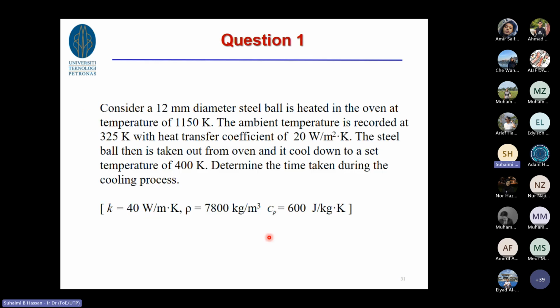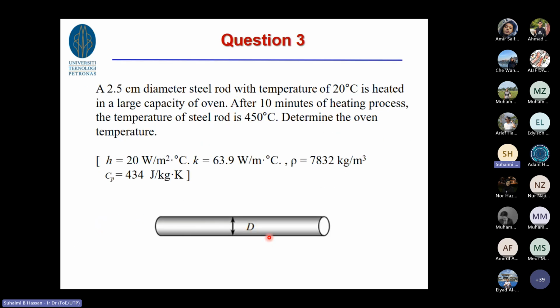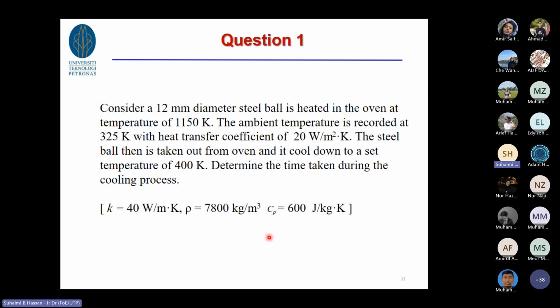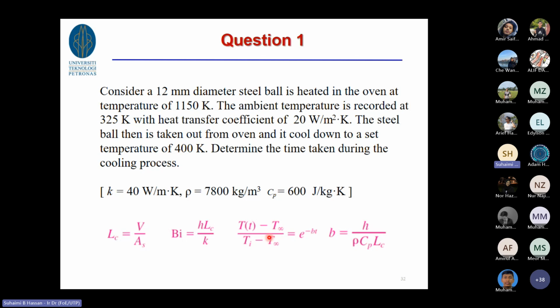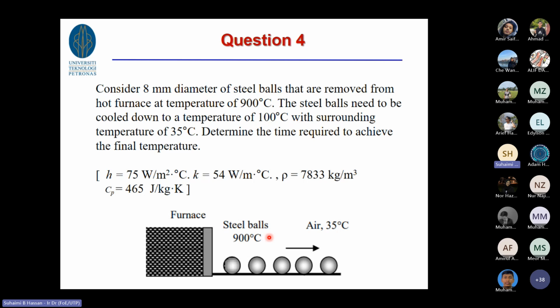Okay, there are questions now. Question 1, question 2, and question 3. I leave it to you to do at home. This is for your practice. 4 questions. Question 1 is on the steel ball. Question 2 on the plate. Question 3 on the cylinder. Question 4 again on the sphere. This is for you to practice. You got the answers; I leave it to you. I will not discuss them here. This is considered part of your tutorial questions.